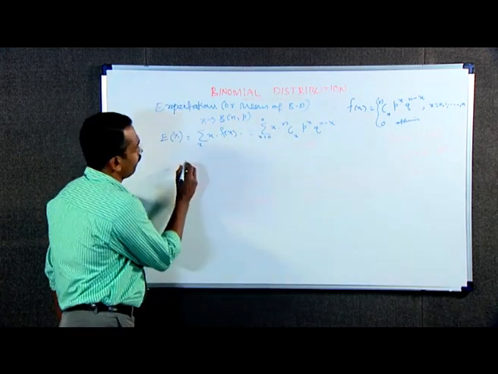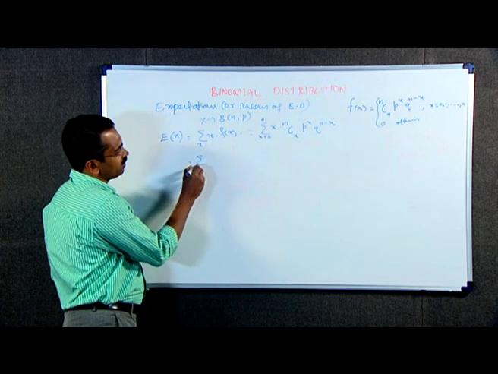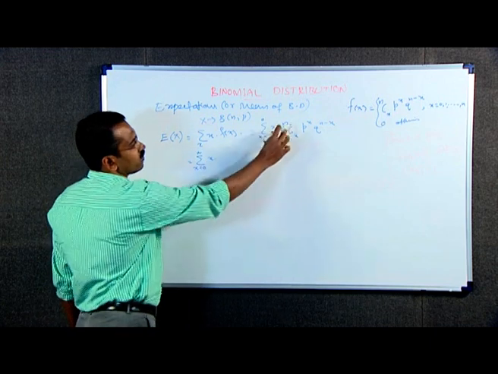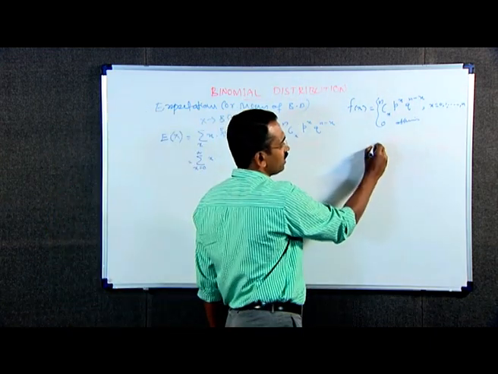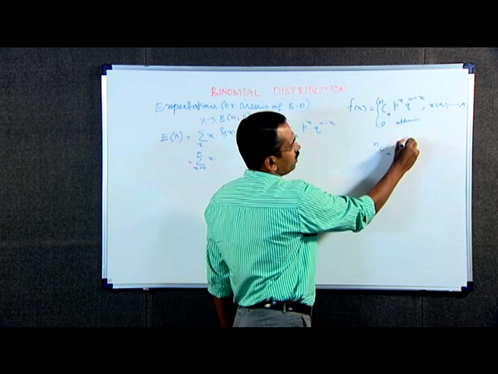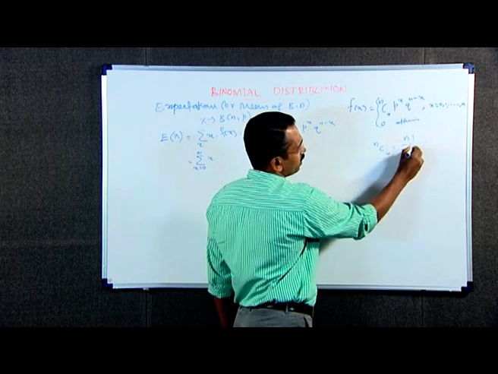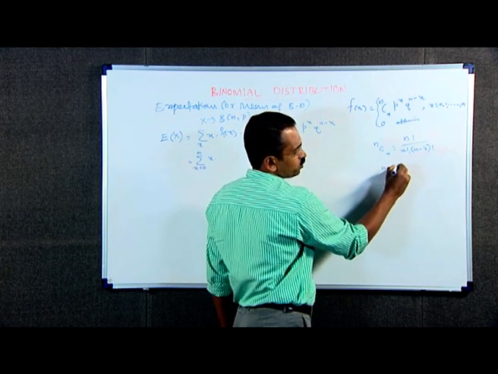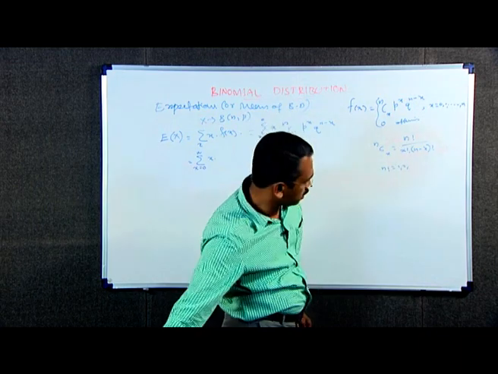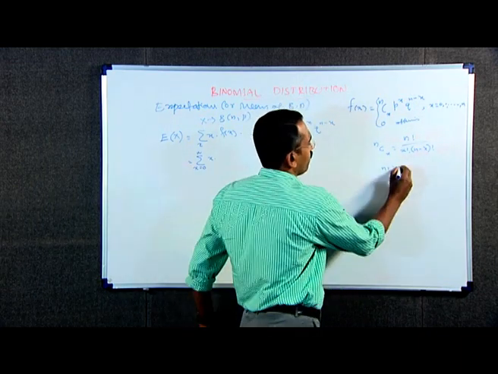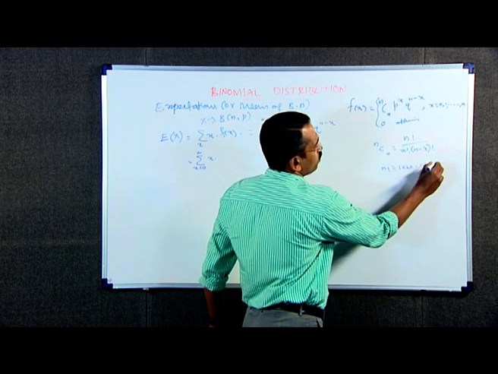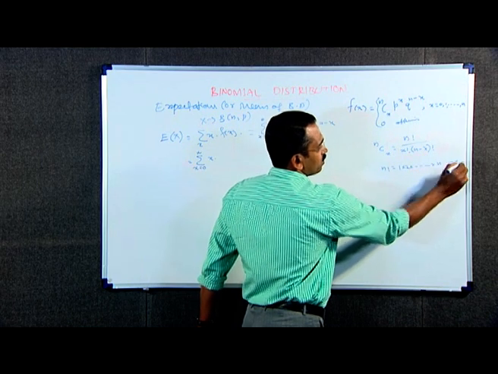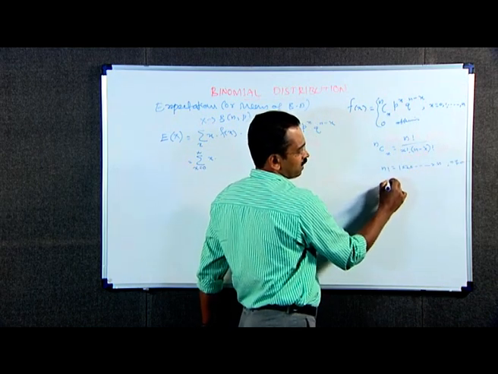This is equal to summation x varies from 0 to n, x into, by definition of nCx, n factorial divided by x factorial into n minus x factorial, where n factorial equal to 1 into 2 into etc. up to n, for n not equal to 0; if n equal to 0, n factorial equal to 1.